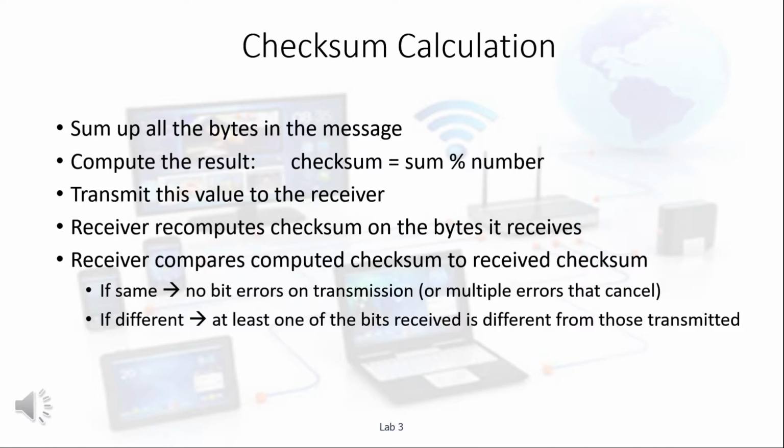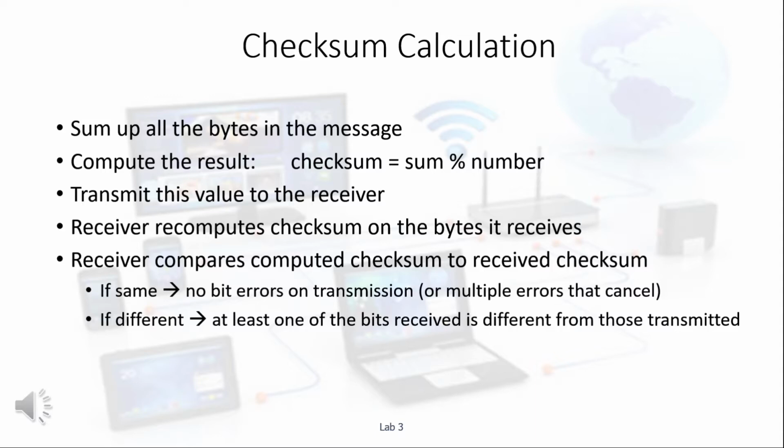Again, the way this works, the transmitter goes over its data bits, takes the sum, takes that mod a number depending on how many bits are used to represent the checksum, and it sends that number. The receiver then computes the same checksum on the data bits and compares its computed value to the received value from the transmitter. If they're the same, there's been no error.